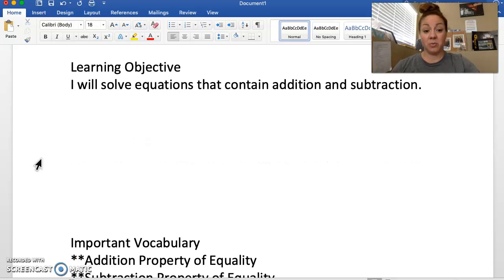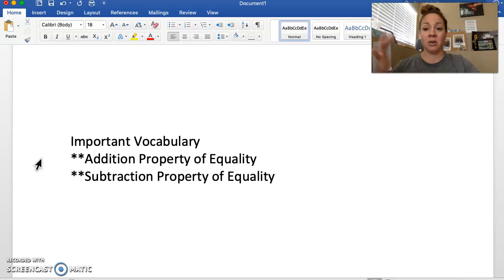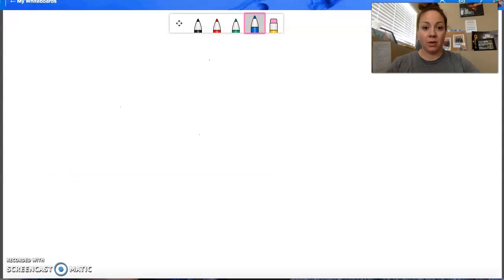We also have a couple of important vocabulary words from that enormous list of vocabulary words you had on that PowerPoint. The two important vocabulary words for this lesson are the addition property of equality and the subtraction property of equality. Just jot the vocab words in your notes. You don't need to worry about writing the definitions again because you have already done that. So make sure that you have everything that I've shown you on this first page in your notes. All right? So now we're going to jump right into our lesson.